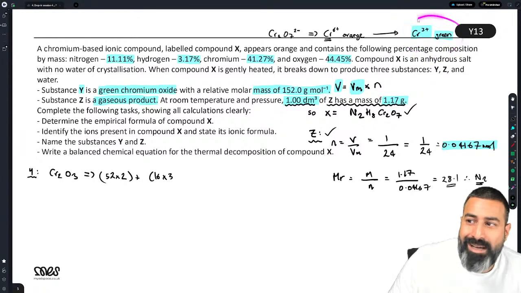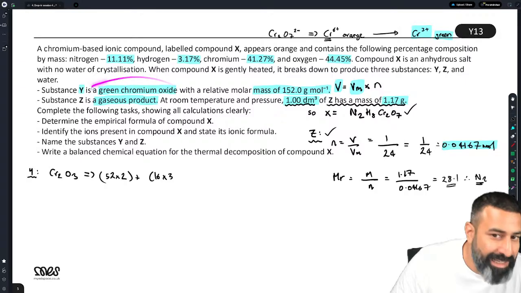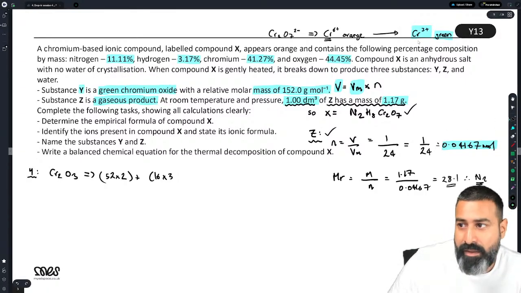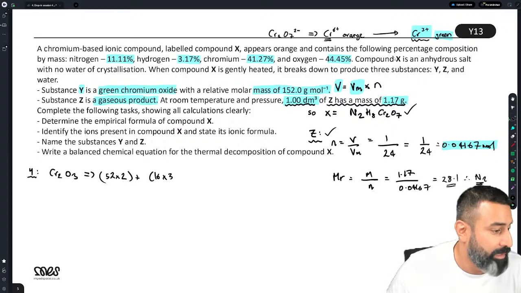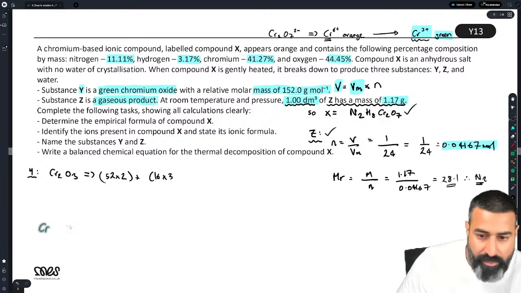Because I know that Cr3+ is green, and it tells me it's a green chromium oxide. So it's a little bit of organic knowledge and transition metal knowledge as well, right? It's not just blind. So I know that chromium 3+ is green. That's how I knew.